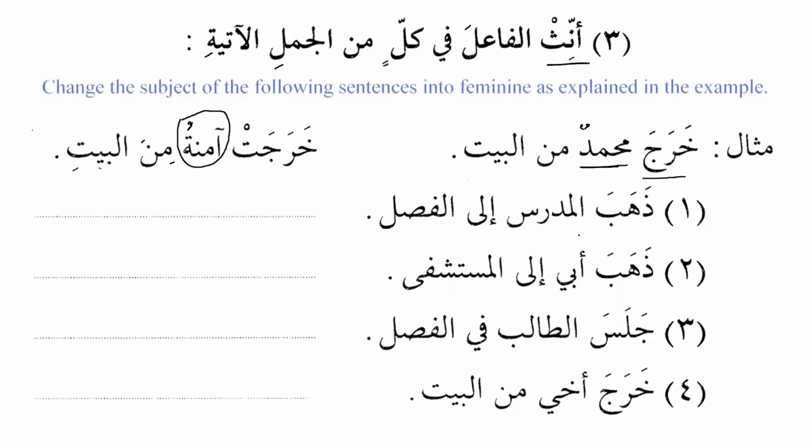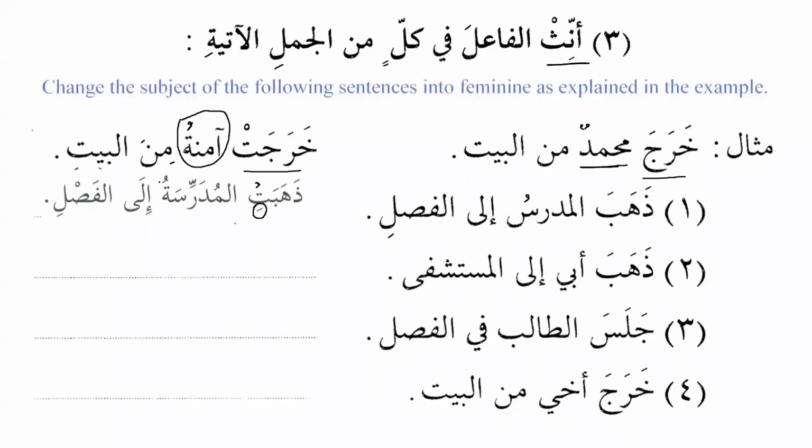ذهب المدرس إلى الفصل. The teacher went to the classroom. Now you want to say the female teacher went to the classroom. So how will we say? ذهبت, right? It will change into ذهبت. خرج خرجت. ذهب ذهبت. And ذهبت المدرسة إلى الفصل. Yeah, and we know that in ذهبت, the ending is sakin. And when we connect it with al, then we connect it with kasra.